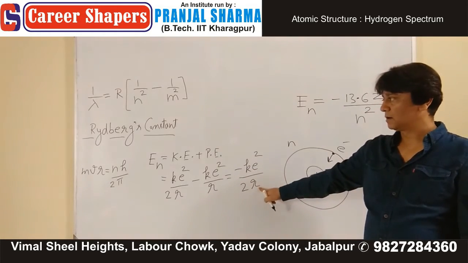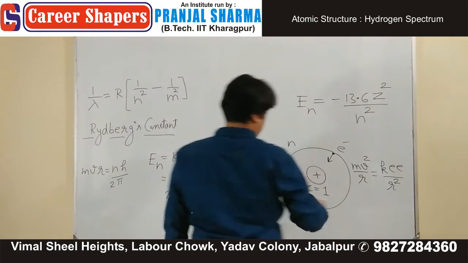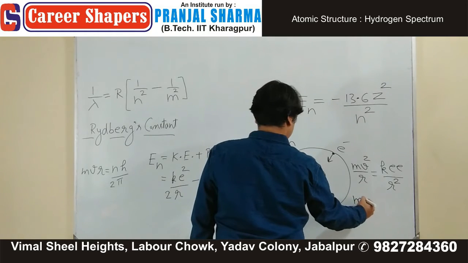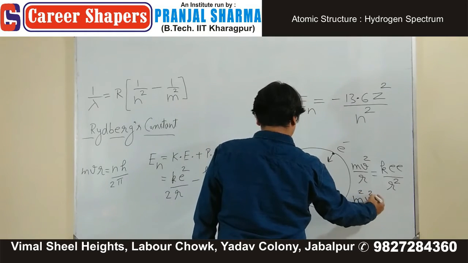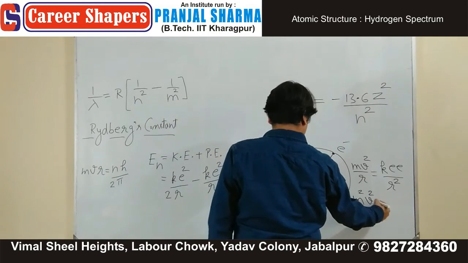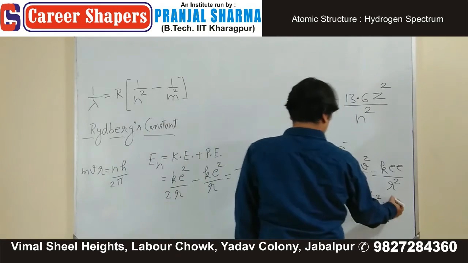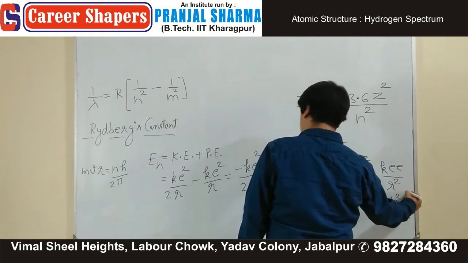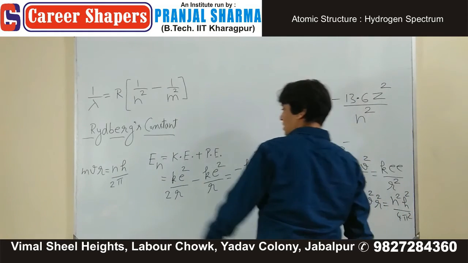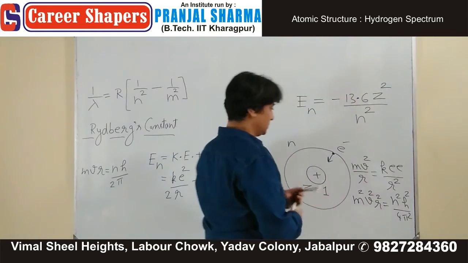We need R in terms of n. That's your mvr = nh/2π. After this, we do this: m²v²r² is n²h²/4π². Square these things and divide.